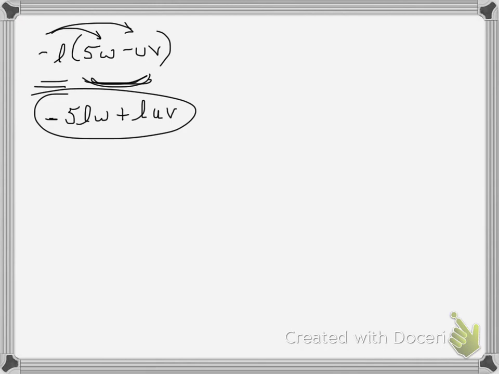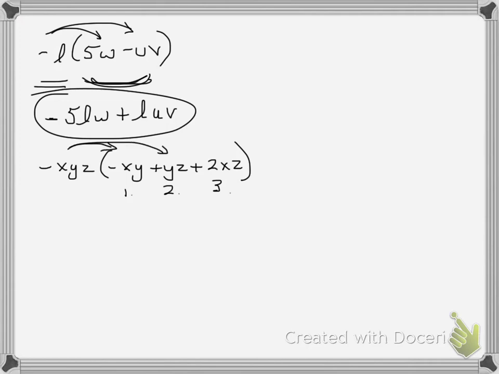Let's see if I can find something a little more intriguing for us. Number 10 would be kind of a medium one: minus xyz times minus xy plus yz plus 2xz. Okay, this is really not difficult at all. It just takes more deliberation. I'm going to have 3 terms when I'm done, the same as in the polynomial that I'm distributing my monomial over.